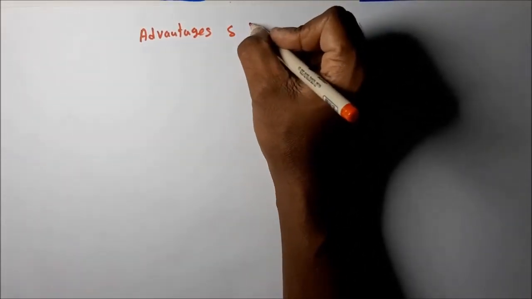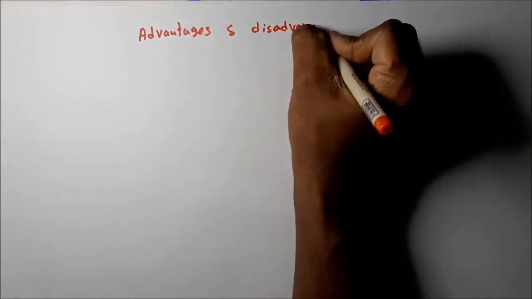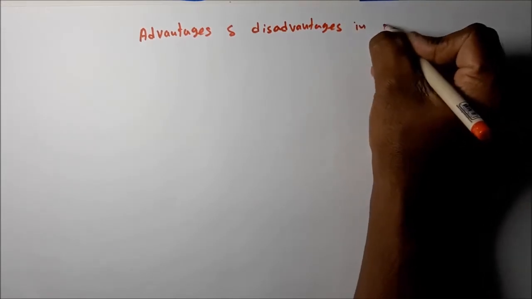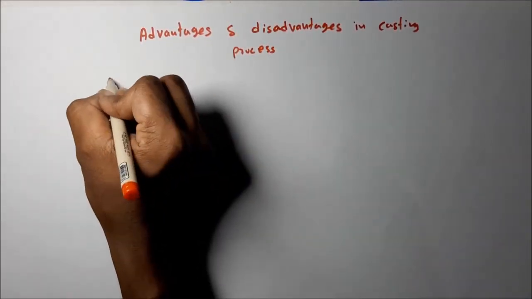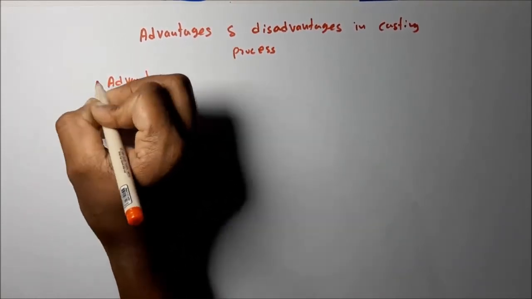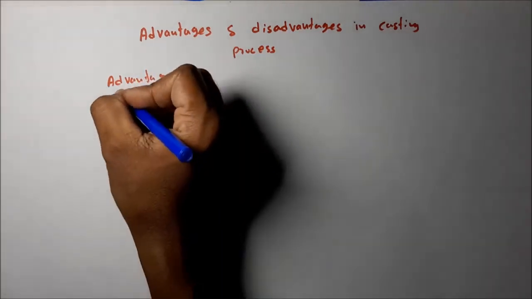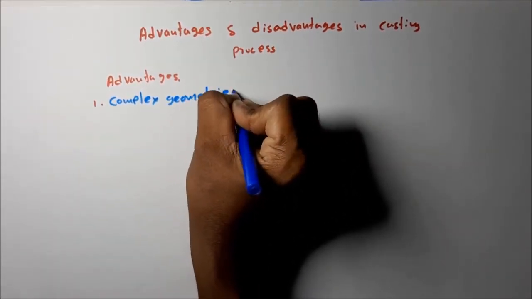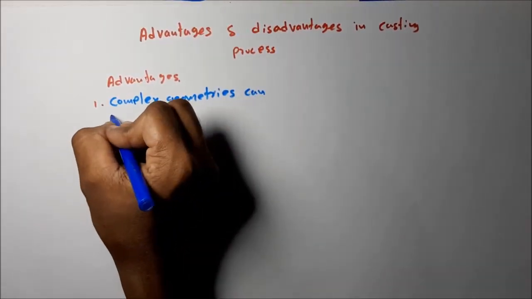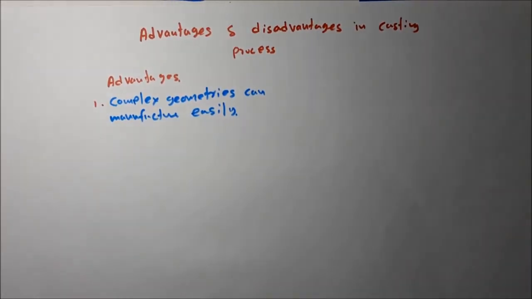Advantages and disadvantages of the casting process. What are the advantages? So, as the main advantages, you can identify that complex geometries can be manufactured easily. Complex geometries. What are the complex geometries?